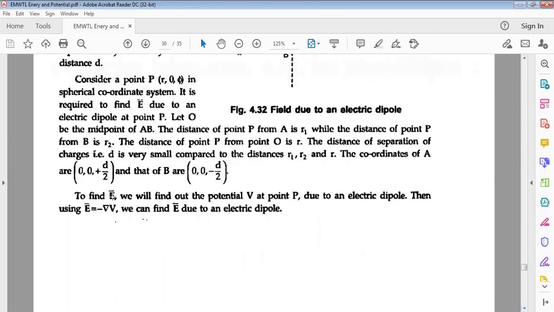To find the E bar, we will find the potential V at a point P due to the electric dipole. Then by using E bar is equal to minus del V, the negative gradient of V, which is one of the formulas we have, we can find the E bar due to the electric dipole.